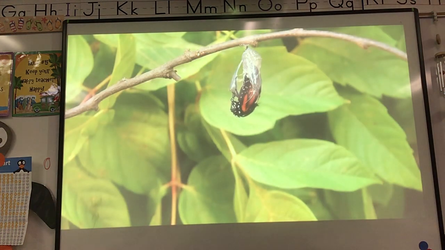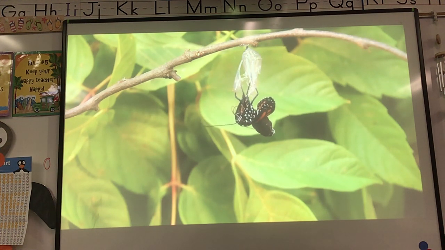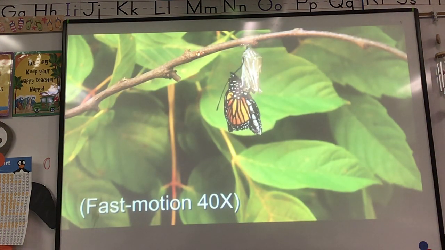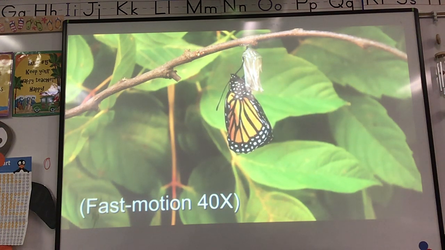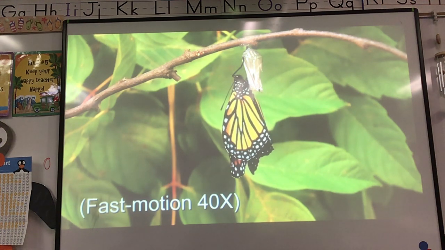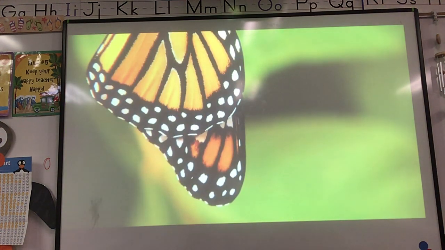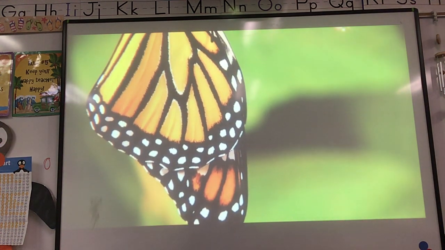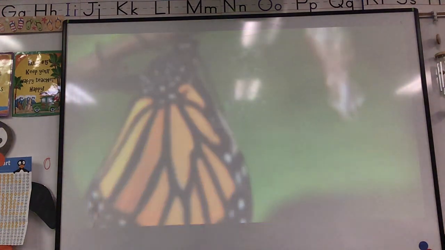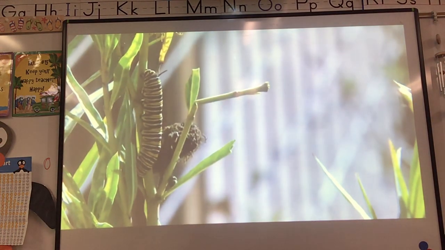When the butterfly is ready to emerge, the chrysalis splits open, but the butterfly cannot fly yet. It hangs upside down, pumping fluid into its wings to make them expand, and slowly opens and closes them to help them dry. How cool is that? Once its wings are ready, the butterfly takes off to find flowers to drink from. Eventually, it will lay eggs of its own, and the cycle starts all over again.